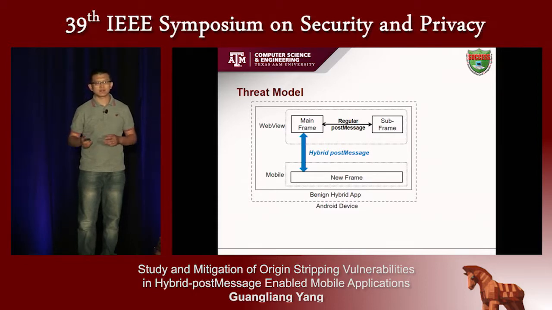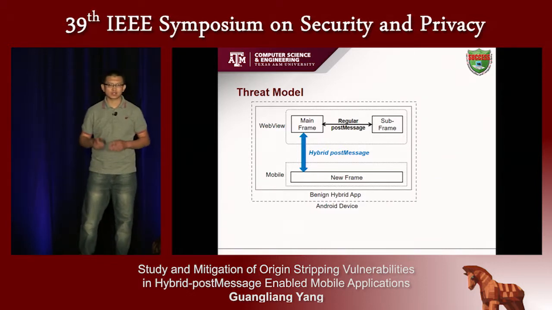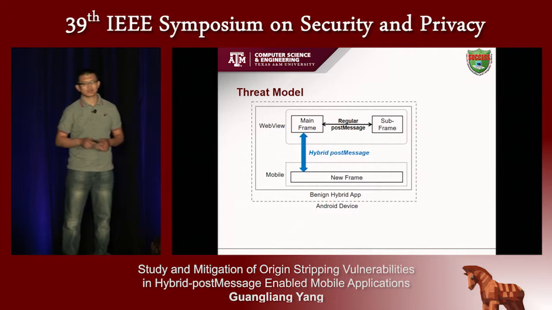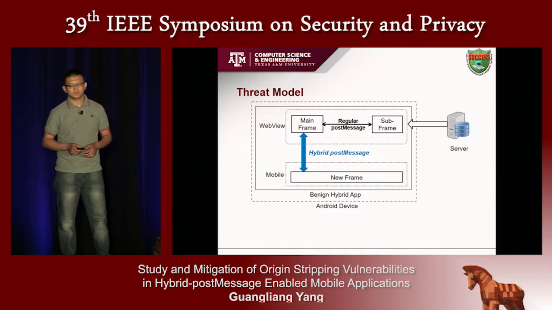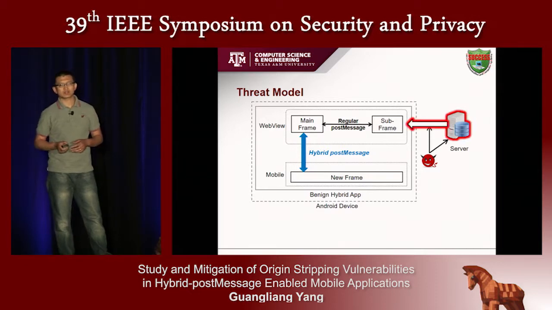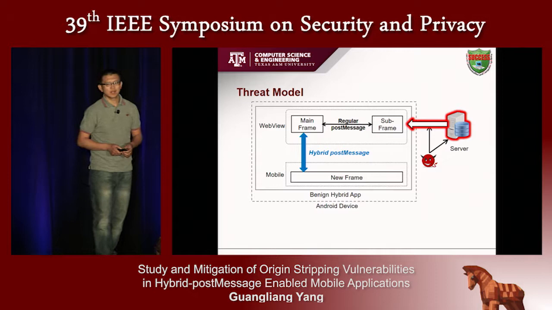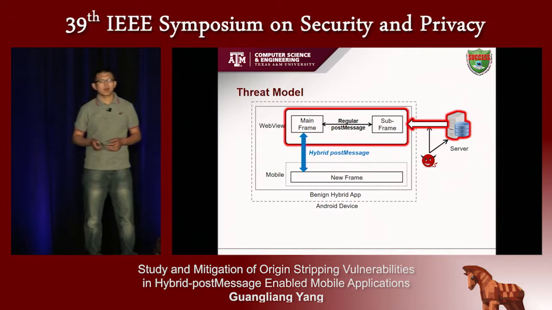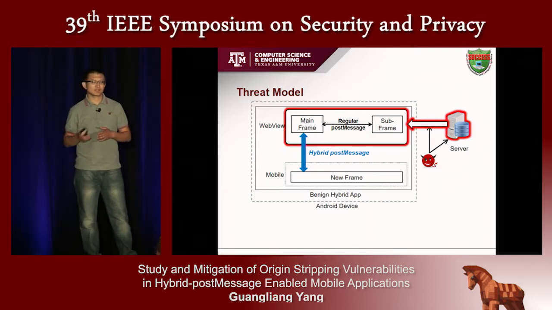This benign app contains WebView components. Here, we assume only the main frame or top frame has the capability to access Hybrid-postMessage. At runtime, WebView will contact some web server. If there is a vulnerability in the web server or the network, the link between WebView and the web server, attackers may inject malicious code into the web server and into the network traffic. Finally, the malicious code reaches WebView, and may then further access and attack Hybrid-postMessage.